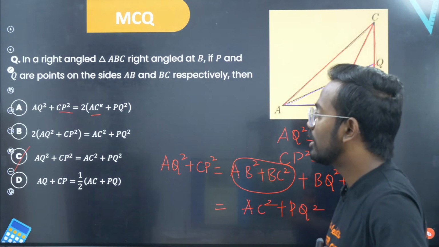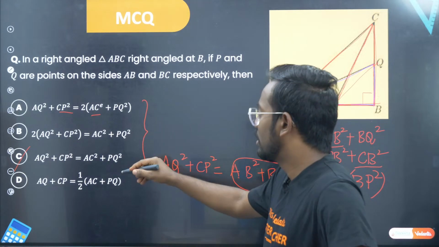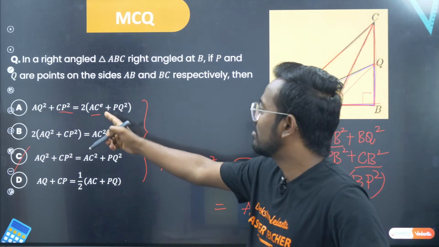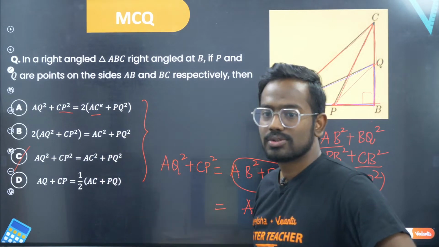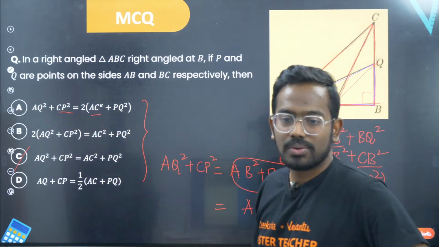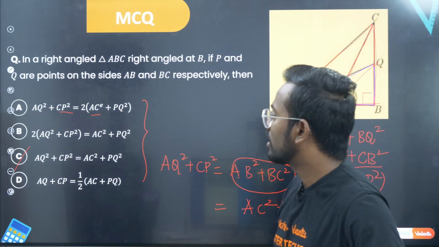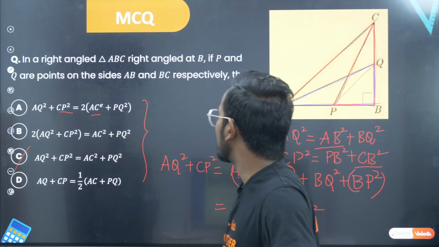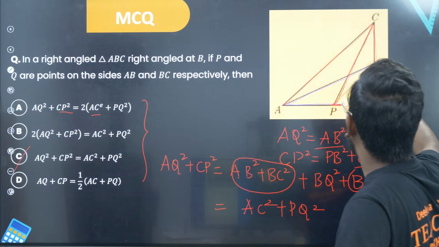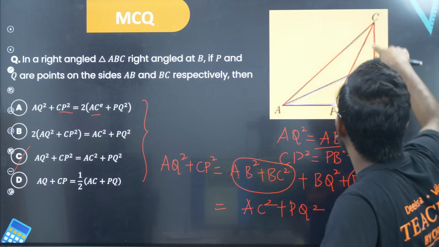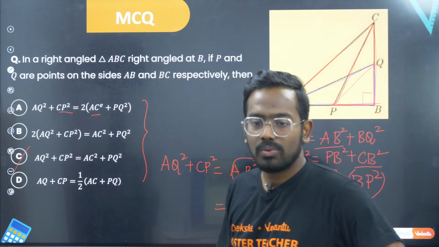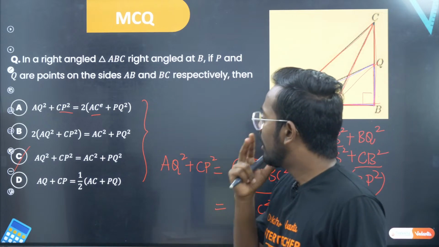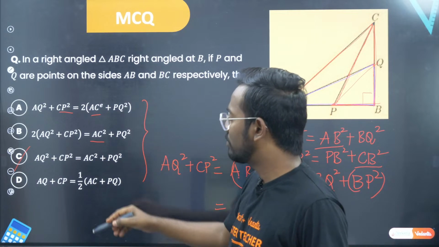See, Nidhi, what you can do is look into the options. All of the options are telling something like AC square, AP, PQ square. So try to observe things over here. If you start observing, what you can see is AQ square plus CP square. I want AQ square plus CP square. This is what is required. So try to write it in terms of the Pythagoras theorem, and then see the options, and I should get AC square somehow, as all of them have AC.